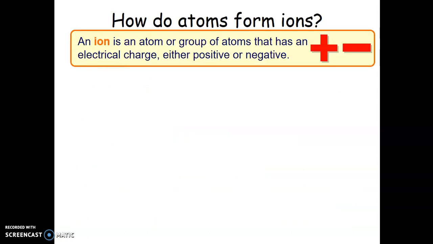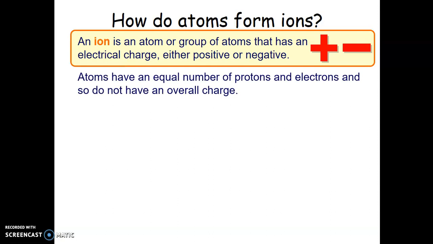So, looking at ionic bonding, this involves atoms becoming what we call ions. Now, an ion is an atom that has gained a charge. It has become charged, either positively or negatively. To become charged, an atom needs to either lose or gain electrons. Remember, when it is an atom, it has the same number of protons and electrons, same number of positives and negatives, therefore overall it has no charge. If it gains or loses electrons, it then has an unbalanced number of positives and negatives, so it will become either positively or negatively charged, depending on whether it has gained or lost electrons.